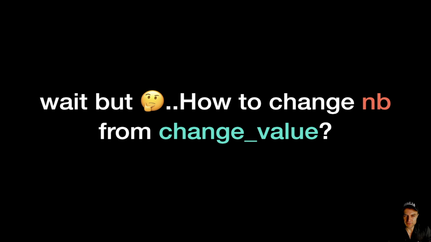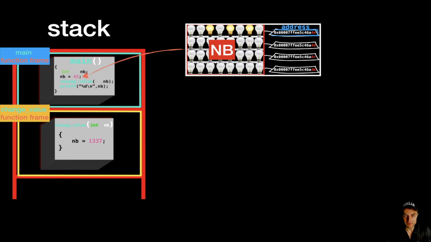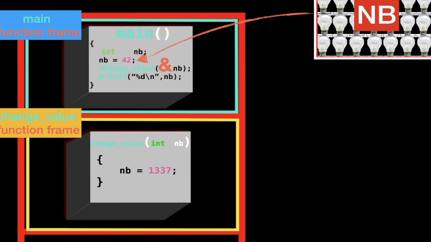So what can we do if I want to change NB which lives inside the main function frame? What is the trick here? Well, my friend, that's where pointers come in handy. You see? Let's rewatch again the animation. I have my main function. Inside the main function, I have the variable NB. Then instead of calling change value with NB, I'm doing something different. I'm using the ampersand operator. This ampersand operator is giving the address of the variable to the called function, in this case, change value. So I have to change also the change value, because this time we are getting a different kind of input. Look carefully, change value is taking this time a pointer to NB.